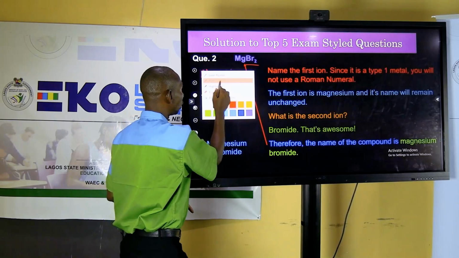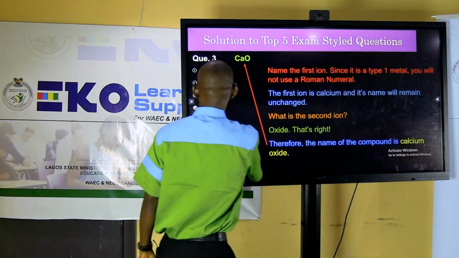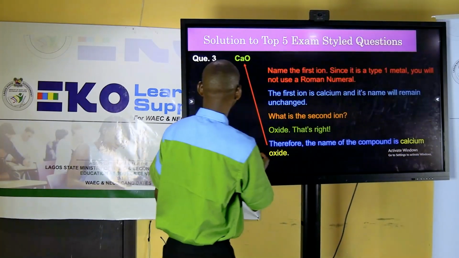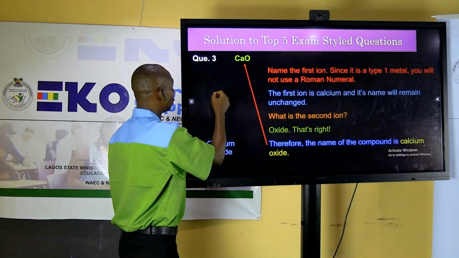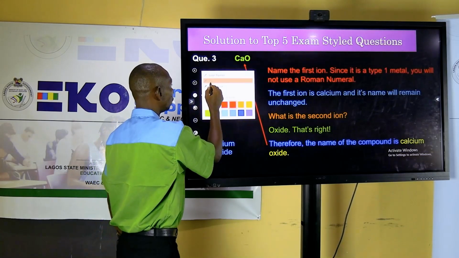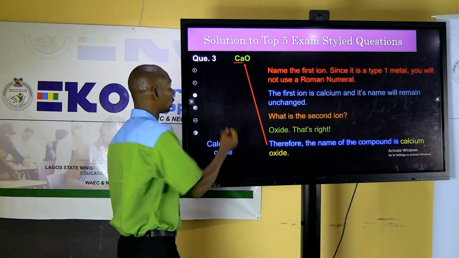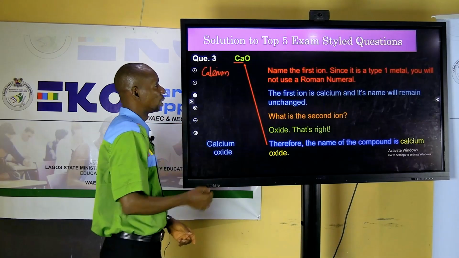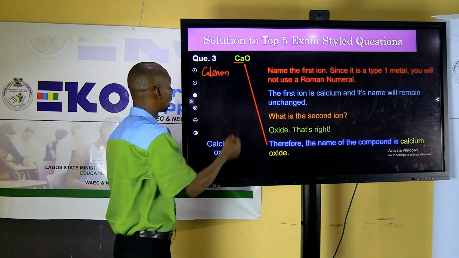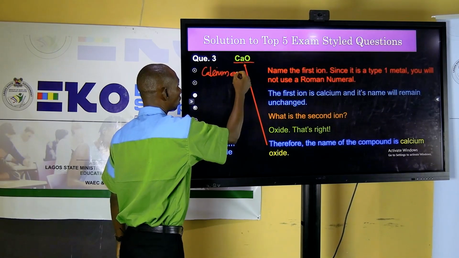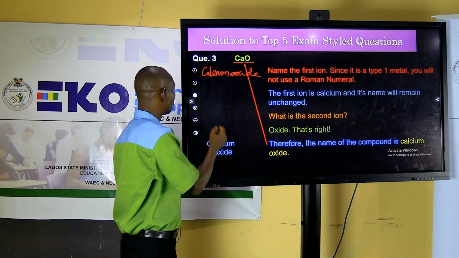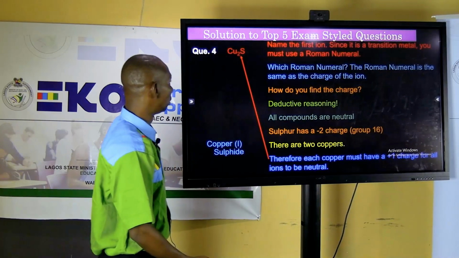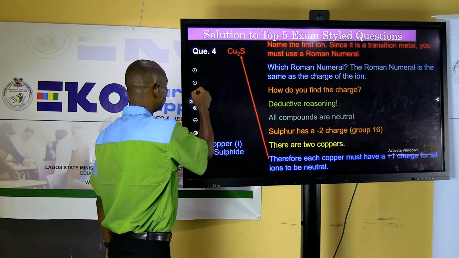Let's move to the third one. Okay, this is the third one. This is also very simple and straightforward. This is a type 1 metal, and that is what? Calcium. Did you say carbon? No, this is calcium. Carbon is just C. Calcium, and then the oxygen becomes what? Oxide. Calcium oxide. Very, very easy. As easy as ABC. Let's look at the fourth one.